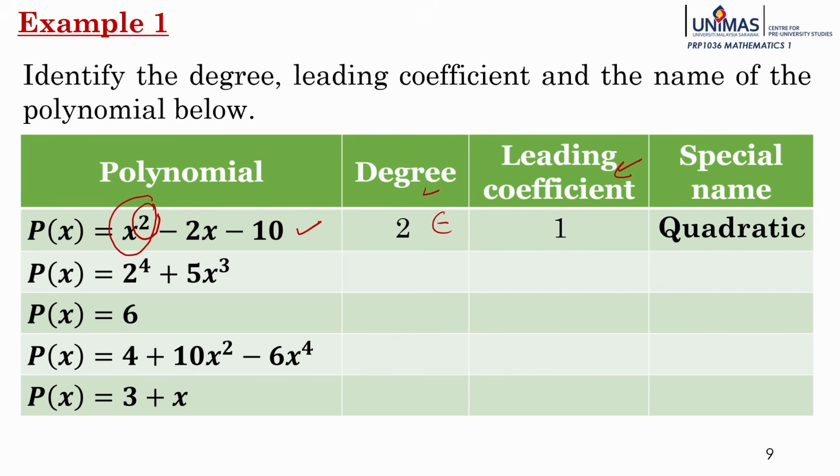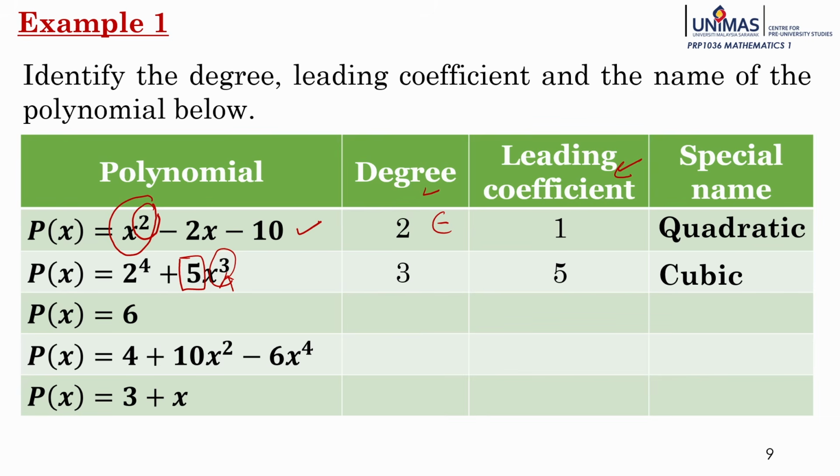Okay, next. 2x to the power of 4 plus 5x cubed. So the degree here, the highest power here is 3. Okay, and then the leading coefficient, this one, 5. Okay, and then the special name. The power of 3 means cubic.